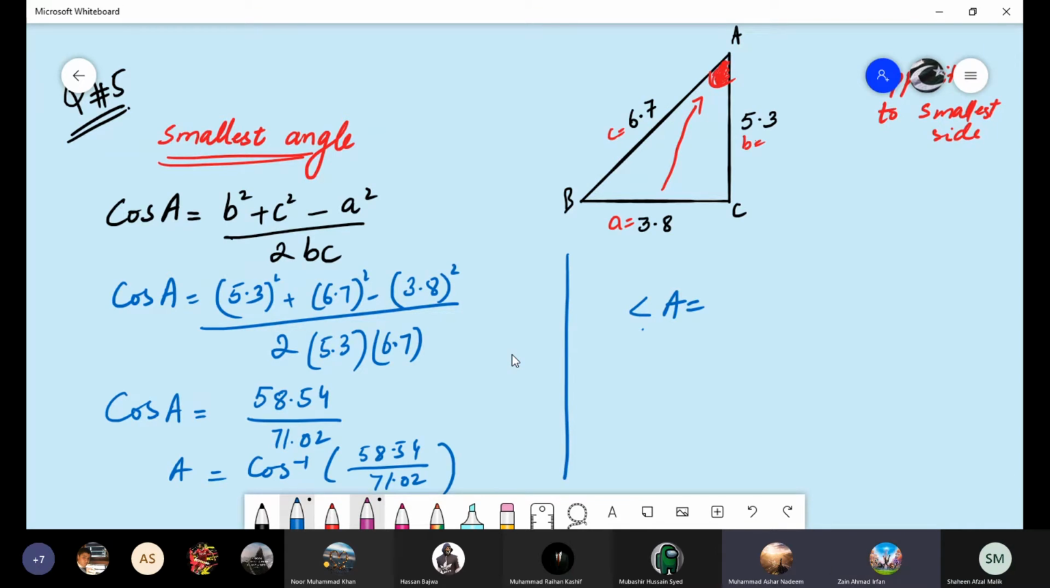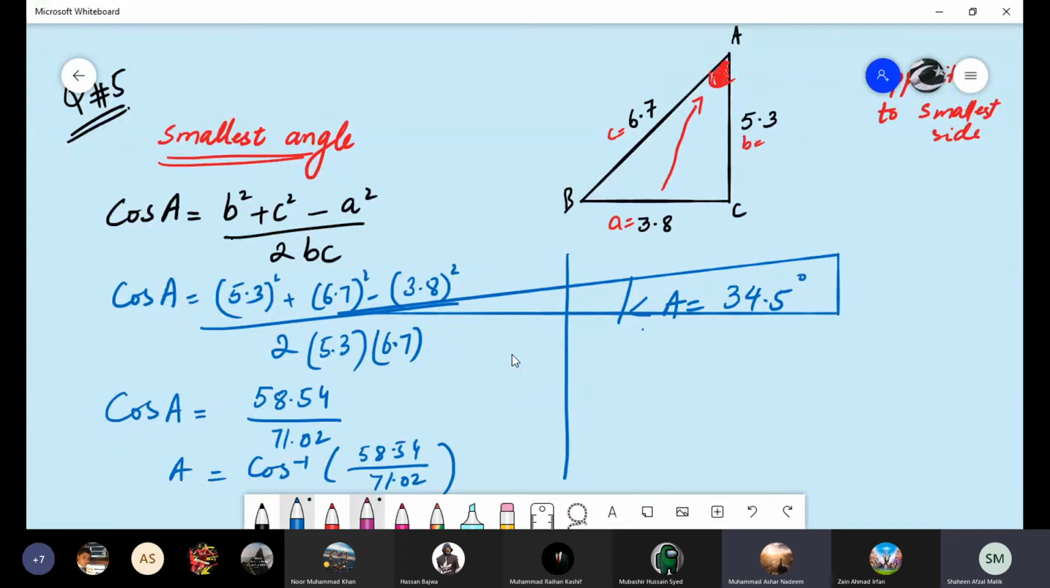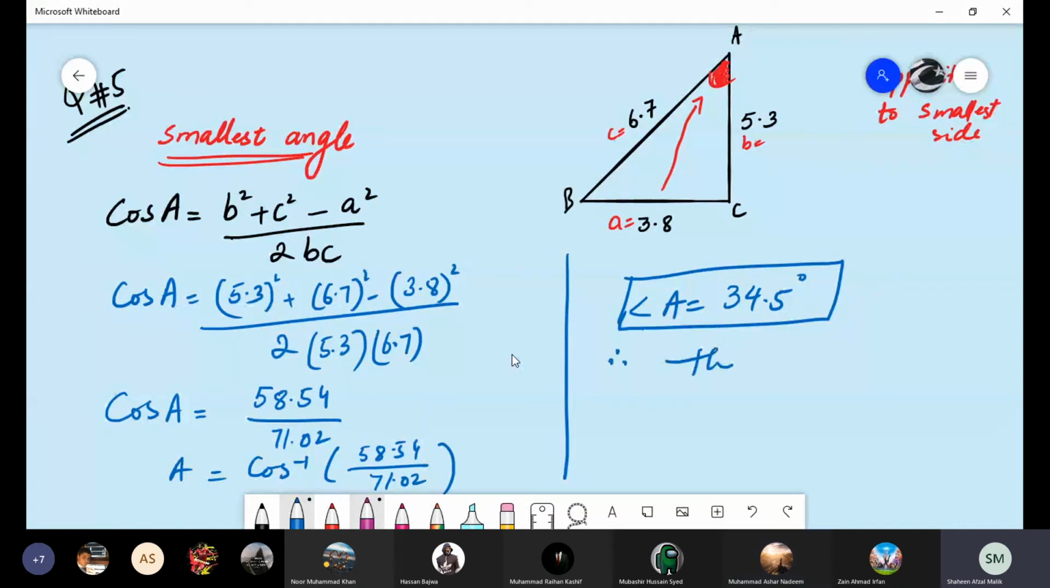It's 34.48, so we can write it as 34.5 degrees. Very good. After that we can write: therefore the smallest angle is 34.5 degrees. Good boy.